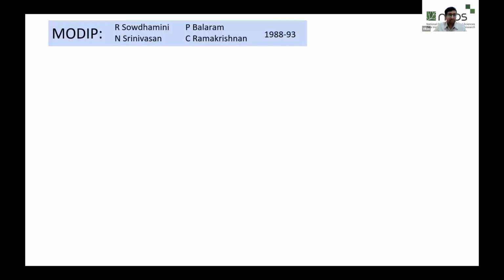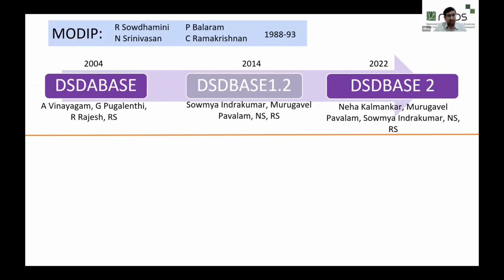The third session started with disulfide rich proteins, where we first talked about MODI, which was originally the PhD work of Professor Saudamini, and then how it grew into DSD base, the database of disulfide rich proteins, which went through several transitions from 2004, then 2014 with version 1.2, and to the 2022 version, where the second version was released.